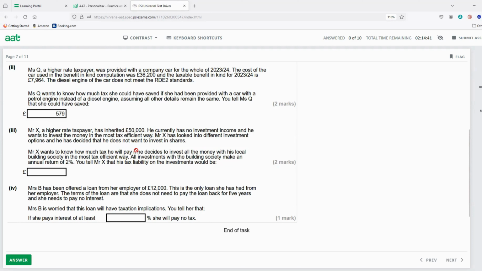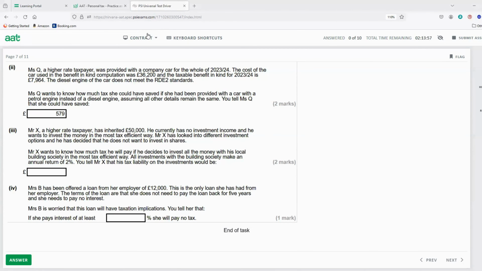Okay, and then part A3 is another mini scenario. So in this scenario, there's a different person, of course, Mr. X, a higher rate taxpayer, who has inherited 50,000. He currently has no investment income and he wants to invest the money in the most tax efficient way. Now remember that as part of the individual saving account, the person can invest up to a maximum of 20,000. So that will be the tax efficient way of investing it. Anything more than that is going to go to the normal saving account. And the return, they already told us that it's going to be 2% on that investment. So in other words, it will be 2% of the 30 grand.